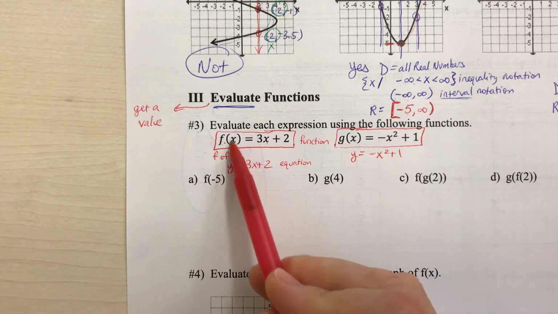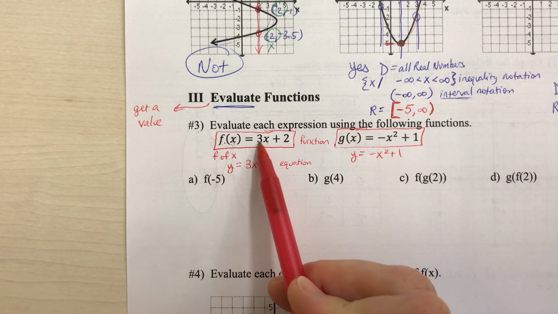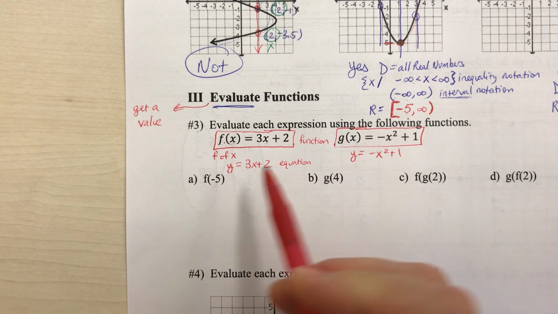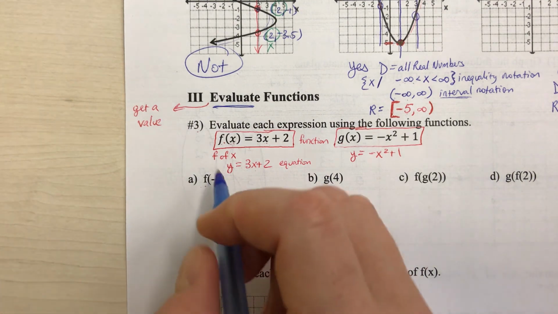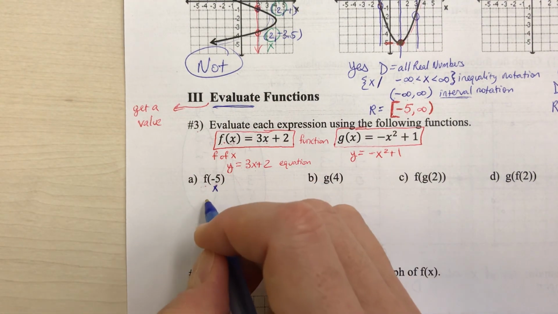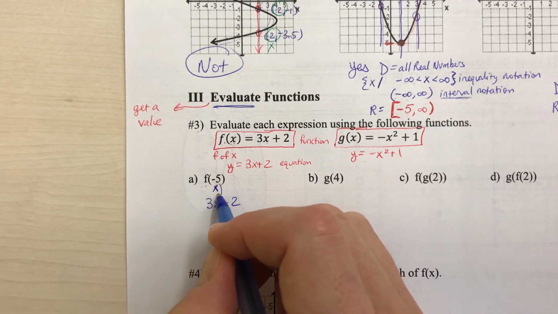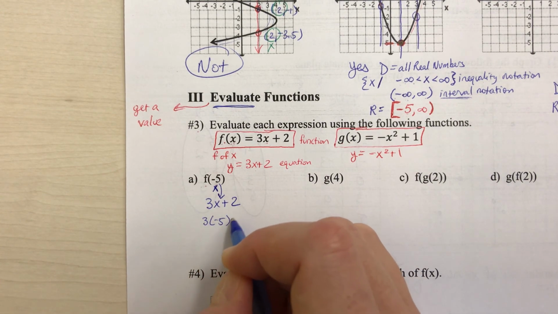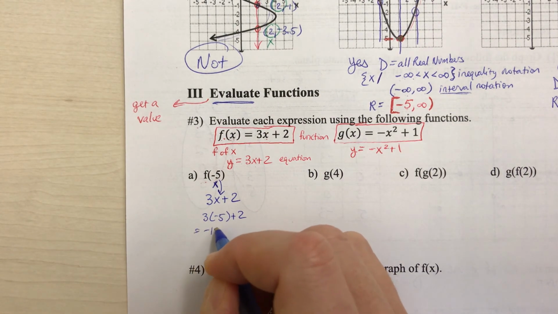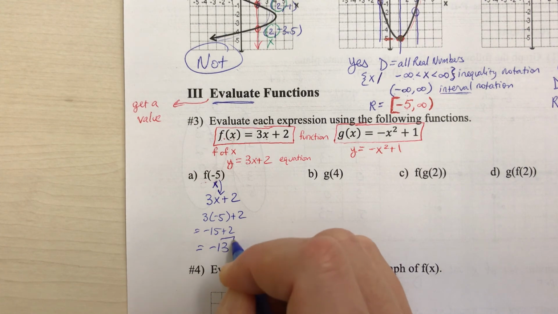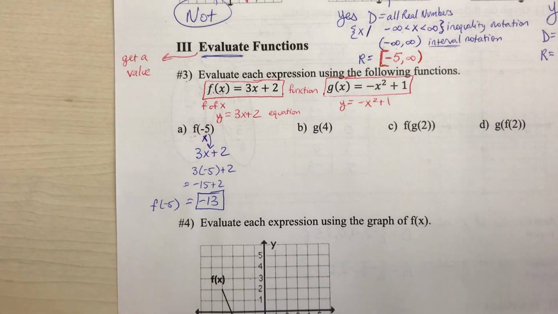So f of x, for every domain value x, the y value, the function value, is where we take 3 times x and we add 2. So if we want to evaluate f of negative 5, what they're telling us is to take that x value, the function is 3x plus 2, we're going to substitute that value for x, and then we're going to work it out. So that would be negative 15 plus 2, and we get negative 13. Okay, so f of negative 5 is equal to negative 13.